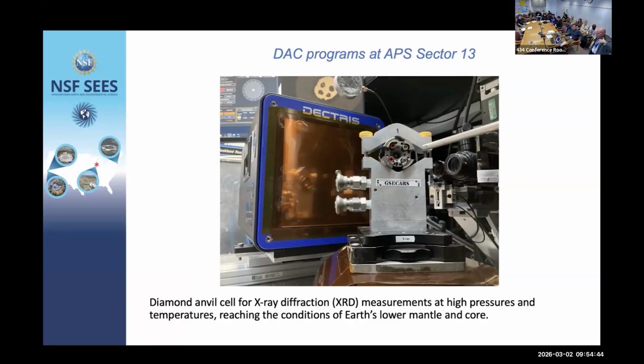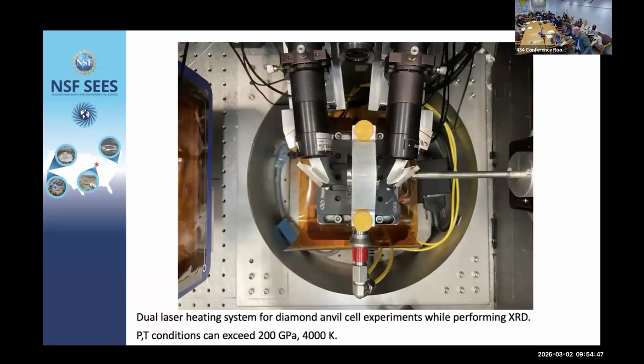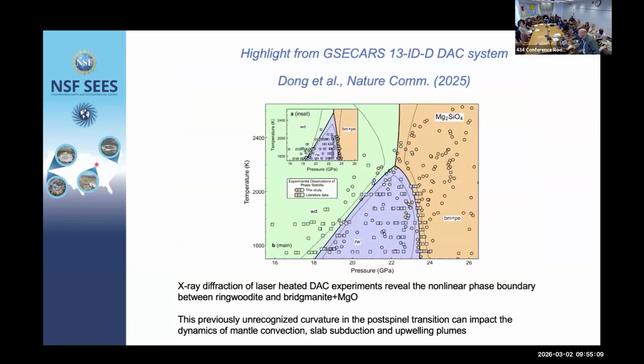And then there are lasers. By focusing laser beams through these microscopes and into the diamond anvil cell, which is held here, they achieve temperatures of thousands of degrees Kelvin. And while the sample is under those conditions, the X-ray comes from the right, scatters off the sample in the diamond anvil cell, and is recorded on the detector over here to the left.